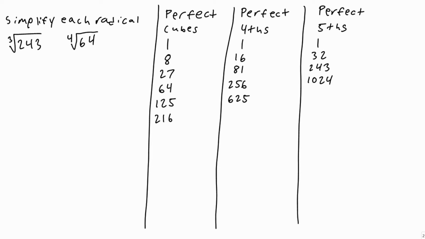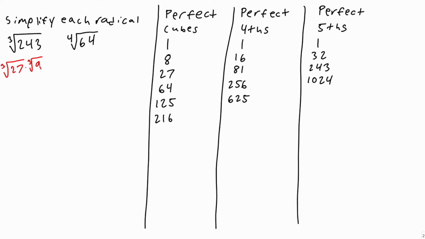So we have the cube root of 243. So we need to look at our list of perfect cubes and see what is the biggest perfect cube that can divide 243. That would be 27. So we're going to say cube root of 27 times, and then what's 243 divided by 27? That's 9. So the cube root of 9.